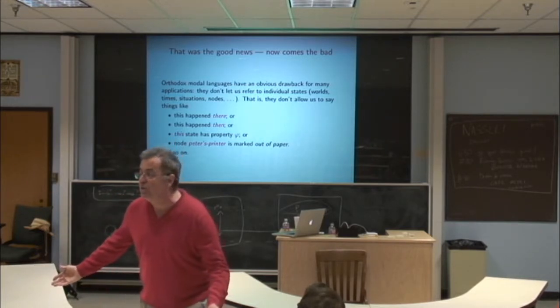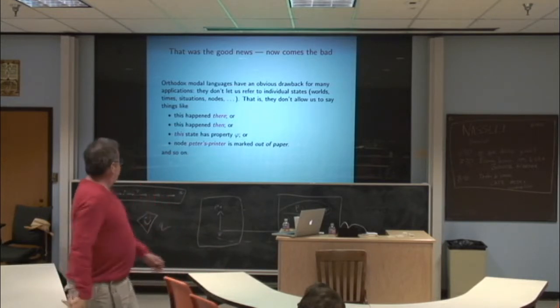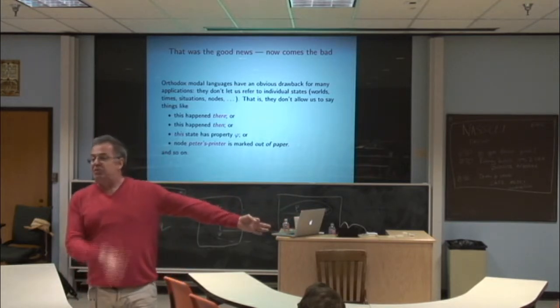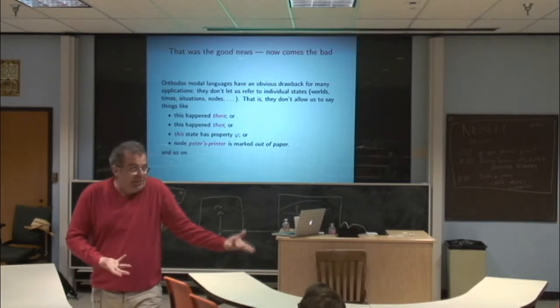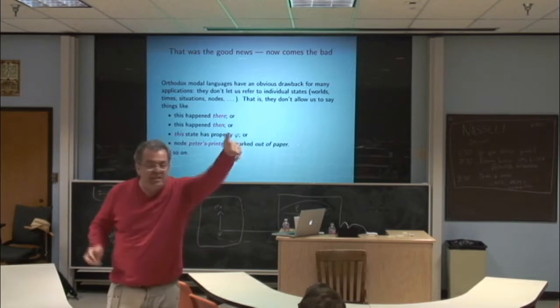What if I want to say, this thing happened then? Or what if I want to say, at node Peter's printer, I'm getting this stupid message, machine jammed or something like that. How can I do that? It's just not seeing the nodes. There's no way I can name a node and say, this happened then or there or anything like that.